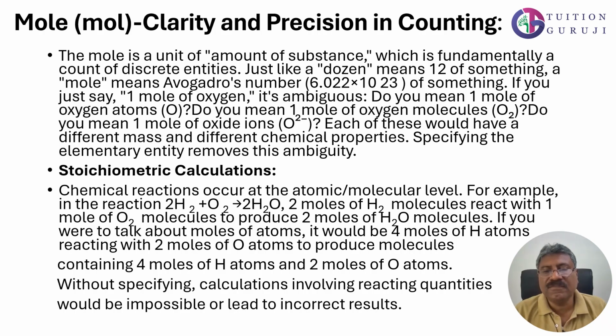Mole is a unit of amount of substance, which is fundamentally a count of discrete entities. Just like we say 1 dozen will contain 12 of something, a mole will contain Avogadro number of something, that is 6.022 × 10^23. If you say 1 mole of oxygen, it is not clear. You have to specify whether it is 1 mole of oxygen atoms, or 1 mole of oxygen molecules, or ions. Like that you have to specify.